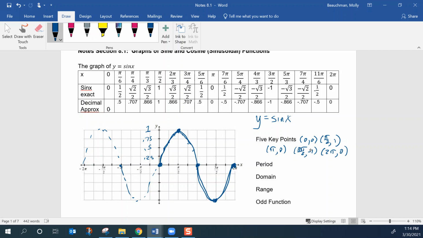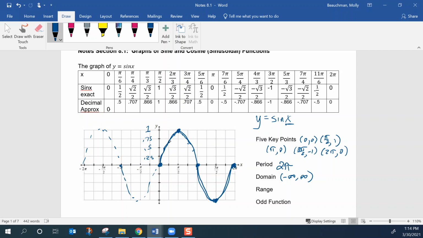So if we're going to graph transformations of the function, we're going to concentrate on moving those 5 key points and then reconnecting. The period of the sine function is how long it takes to do one complete cycle. So the period of the sine function is 2 times pi. The domain is all the x values. So for y equals the sine of x, we can put any value that we want in for x, and we'll get a value for y. So the domain is from negative infinity to infinity.